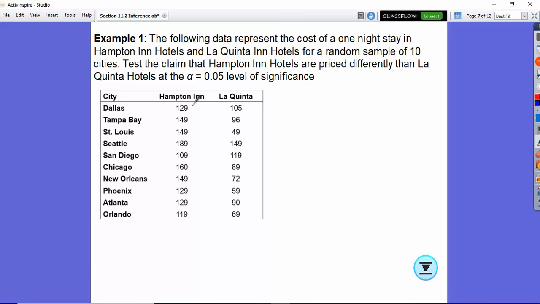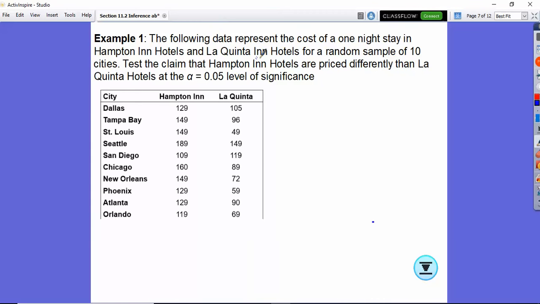We have to put this in our calculator. If we're going to do any kind of testing, we need to make sure that our criteria is met. We need a null and alternative hypothesis. So those are the places where we start. If you want to enter this in your calculator first, that'd be great. You're going to put the Hampton in L1 and the La Quinta in L2.